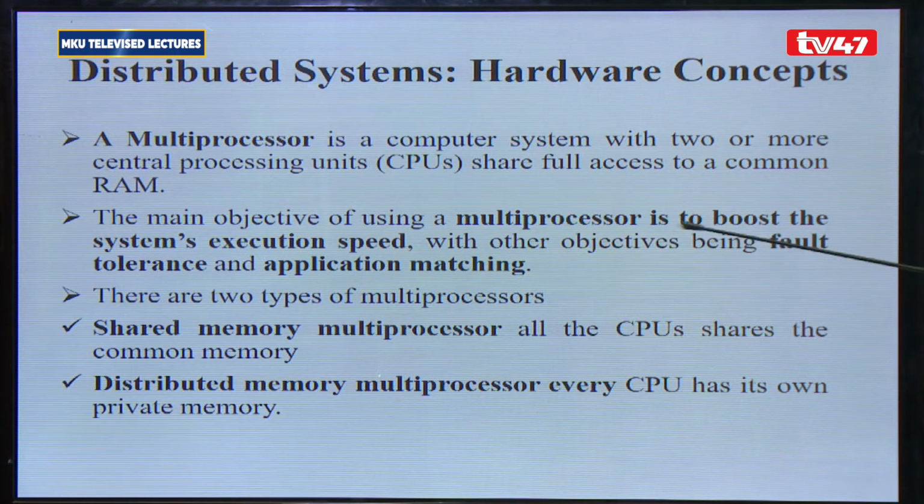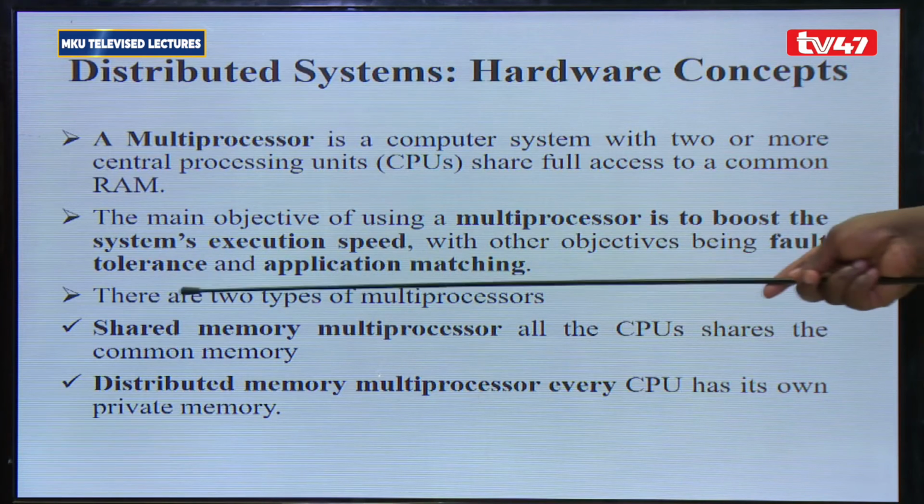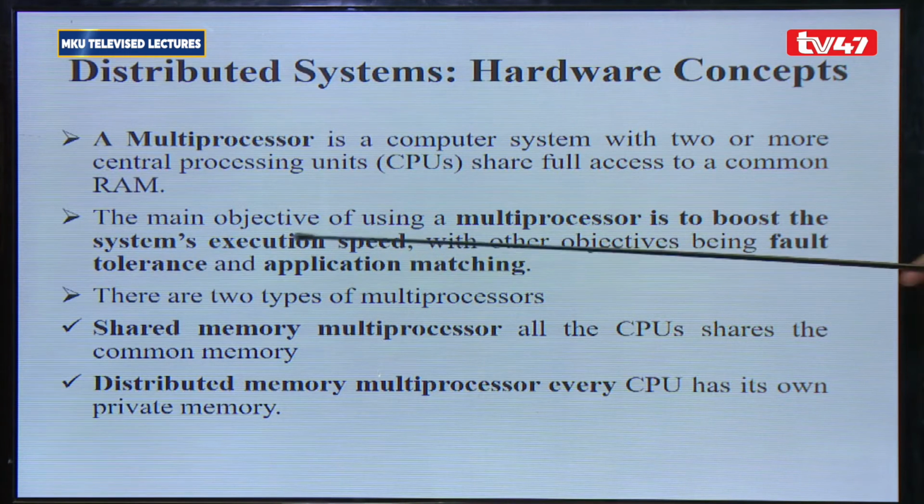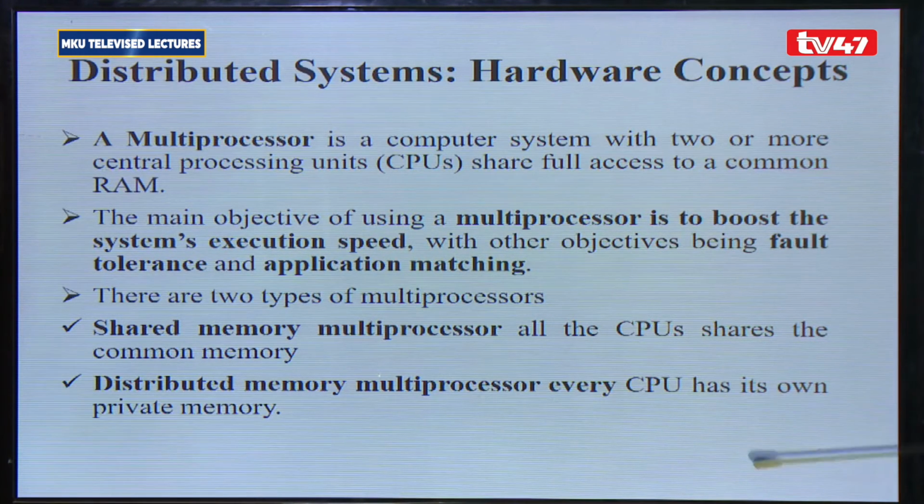So when you have a multiprocessor, it enables your request or your instruction to go a bit faster, because every programmer or any computer user wants a faster computer every day. So the multiprocessor helps in increasing the speed and also reducing the chances of fault or application matching.